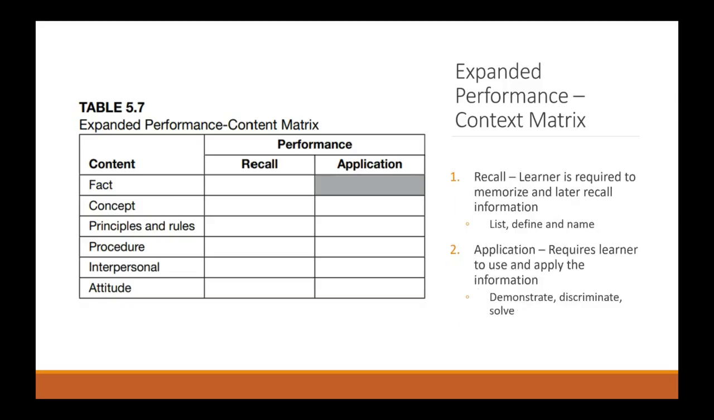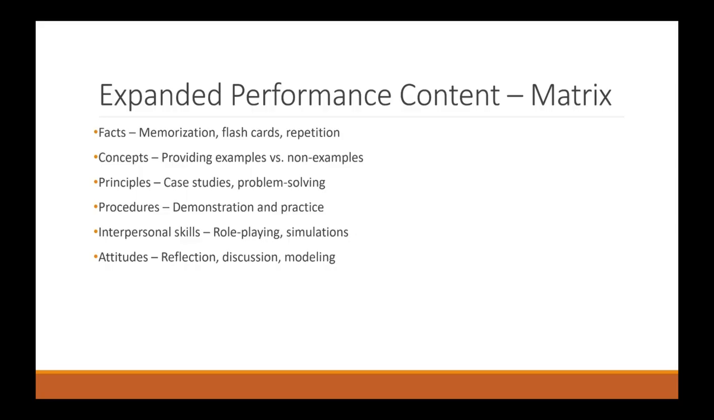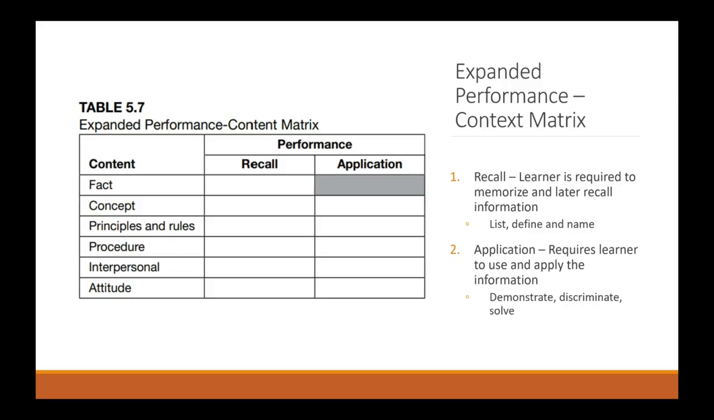And then we go on to the performance aspect of it, which is recall. The learner is required to just memorize and then later recall. This is when we're talking about verbs like list, define, and name. And then the application, which requires the learners to use and apply the information, so demonstrate, discriminate, and solve. So when we're using this expanded performance matrix, the purpose of it is to help us develop instructional strategies.